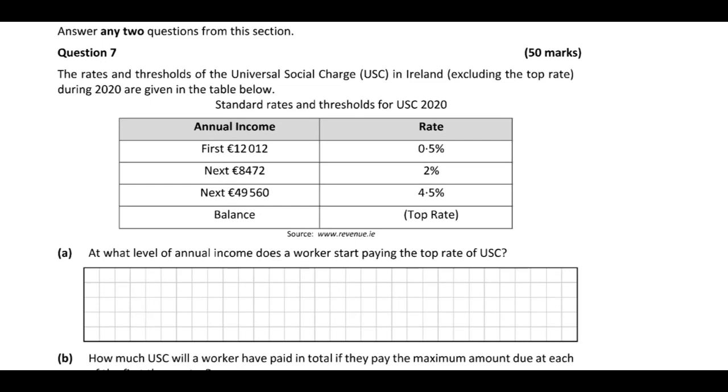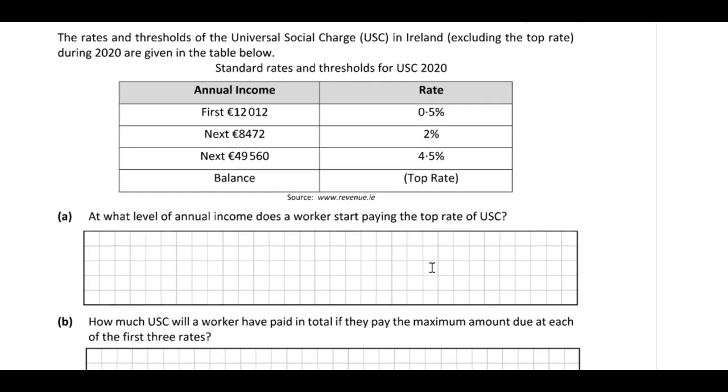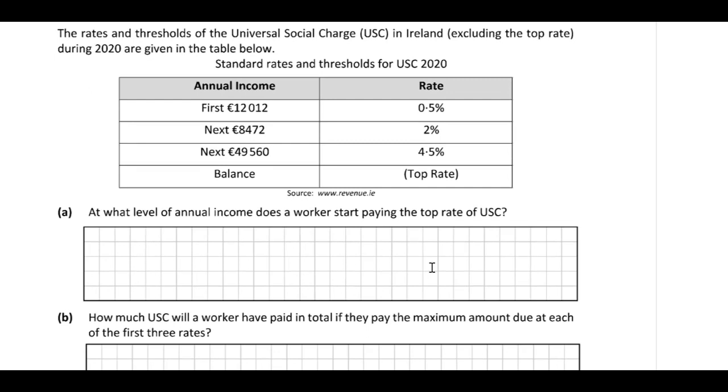Okay, so that's part B. Now we're into question 7. These are the longer type questions. The rates and thresholds of the Universal Social Charge, the USC in Ireland, excluding the top rate. They give us the three rates here, but they don't give us the top rate, the percentage there. During 2020 are given in the table below.